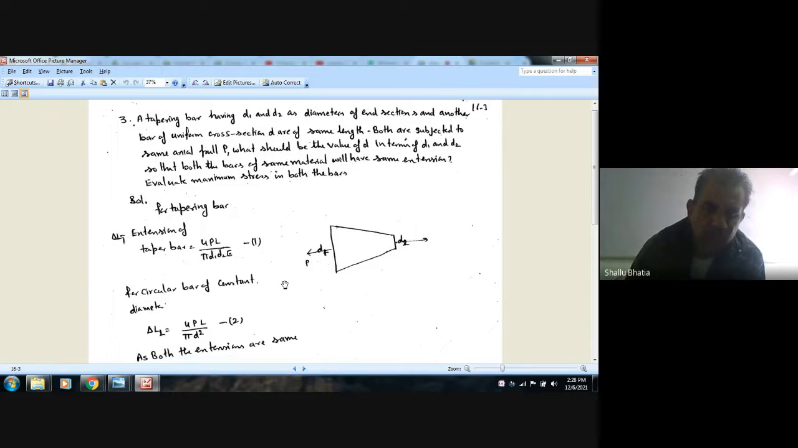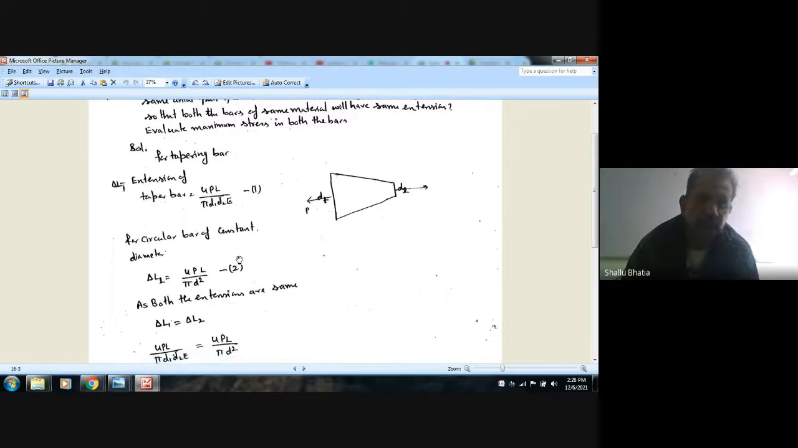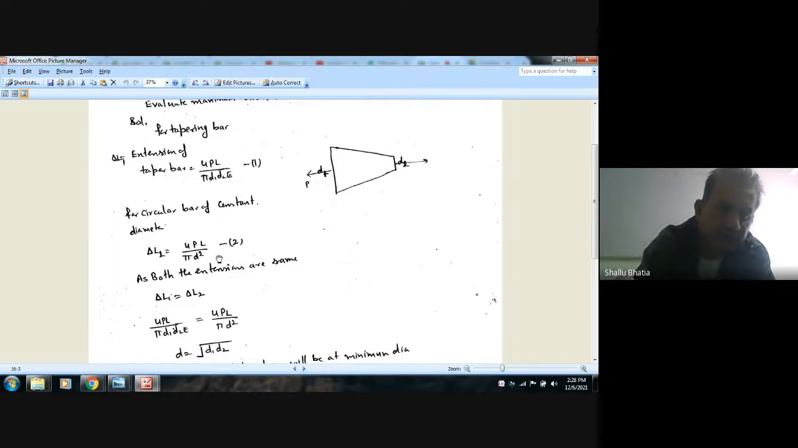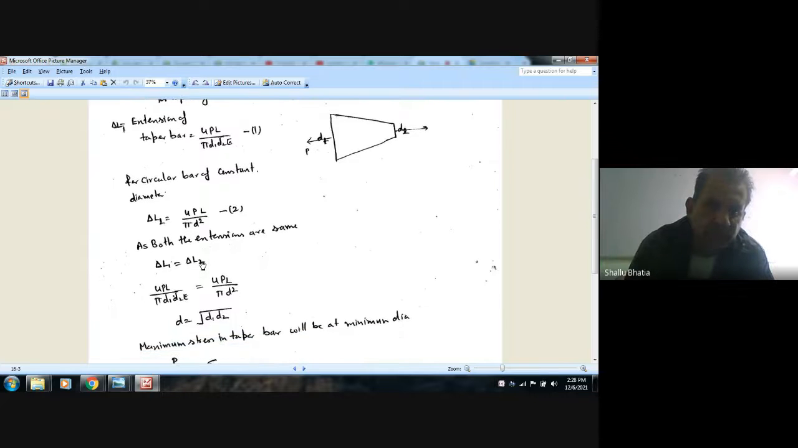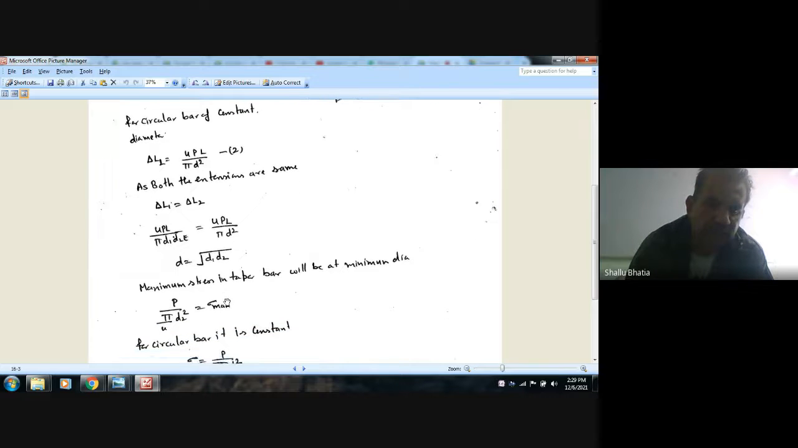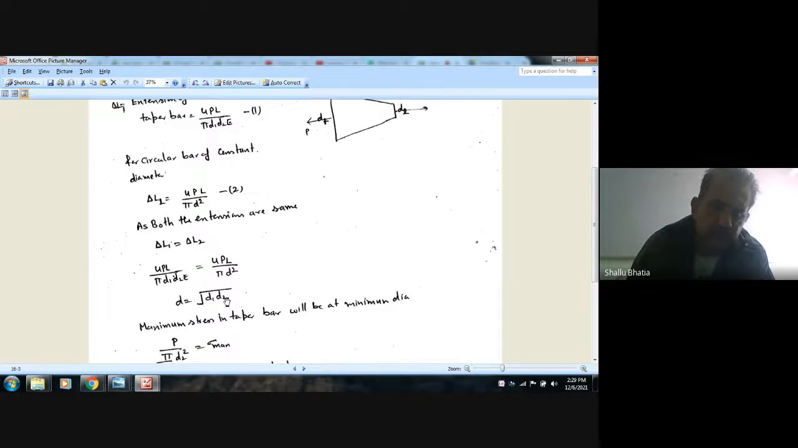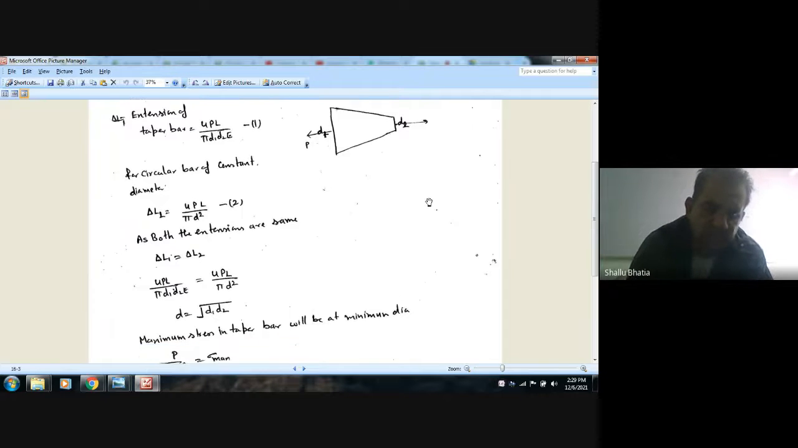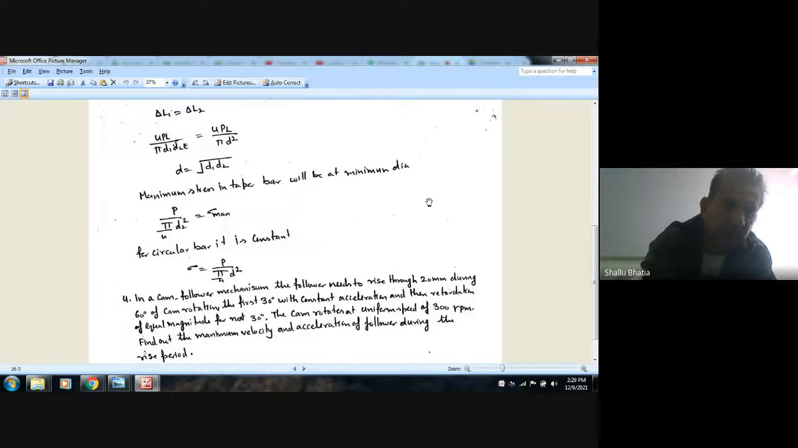You know the extension of taper bar is 4 PL over pi D1 D2, and if the bar is of circular section throughout with same diameter, then its extension is 4 PL divided by pi d square. If we equate the two, you can find out D is equal to root of D1 D2. Then the maximum stress in the taper bar will be at minimum diameter, so it will be here. In the circular bar the stress will be uniform throughout.